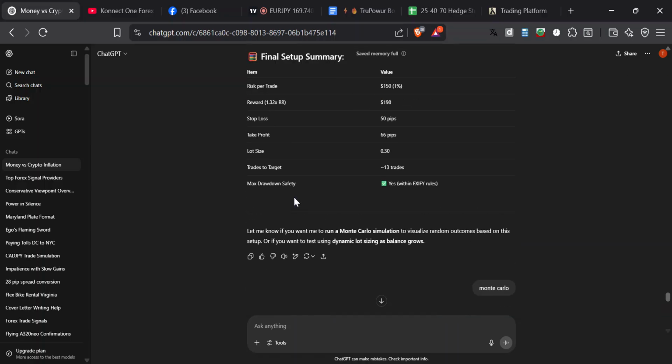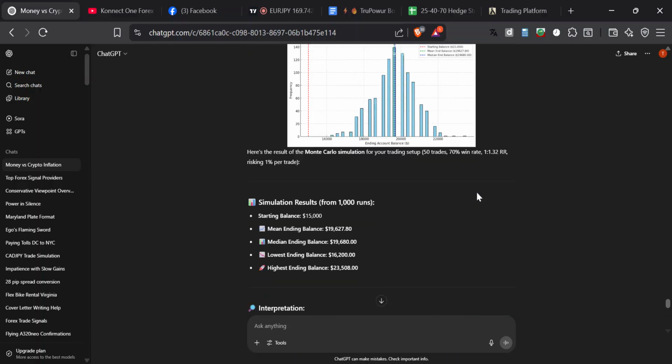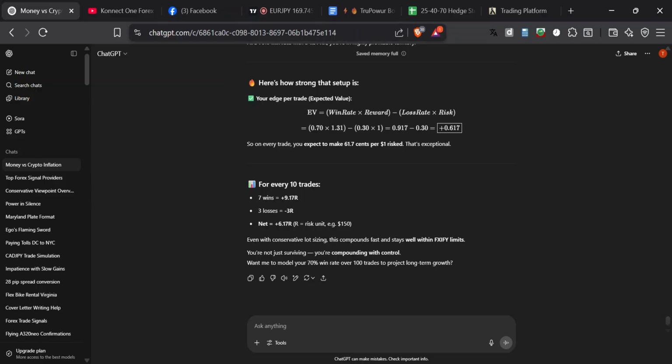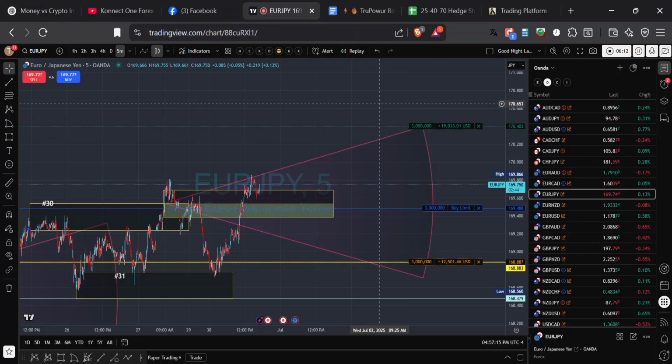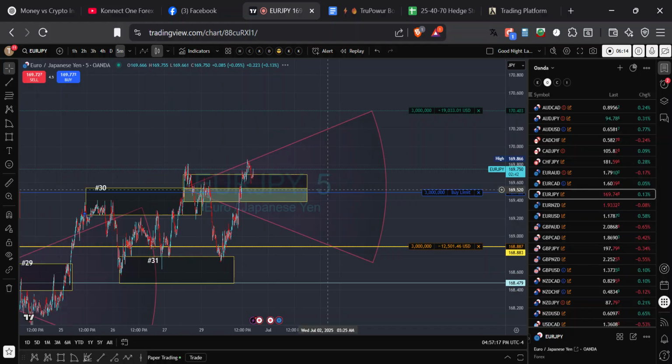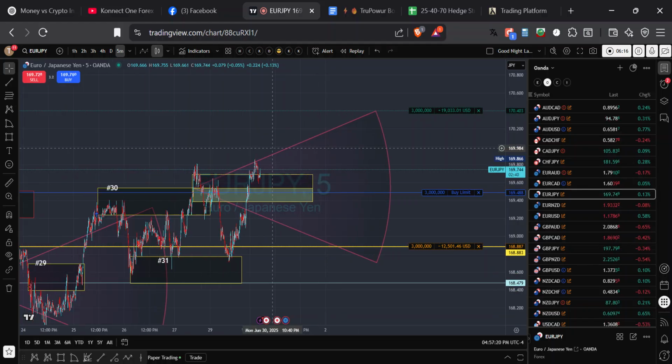If it's yes, you stay within FXFI rules. And that's going to be the, how do you say, hardcore setup. Like the 70 pip grid matrix is exactly this.